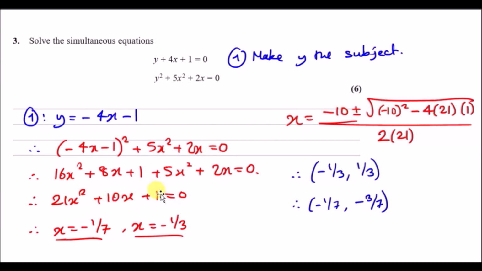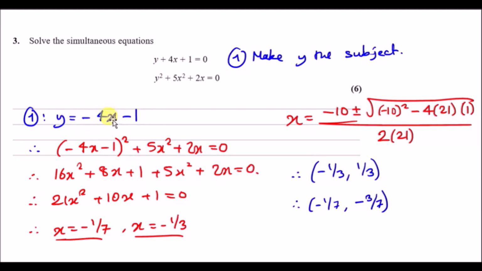So picking your a, b, and c, which is 21, 10, and c, plug into the formula carefully, and then you should get these x values, which is minus 1 over 7 and minus 1 over 3. And then remember, for at least these simultaneous equations, you must also find the y values. And thankfully, from equation 1, you've already made a y equation. So just plug in these x values for the y equation here.